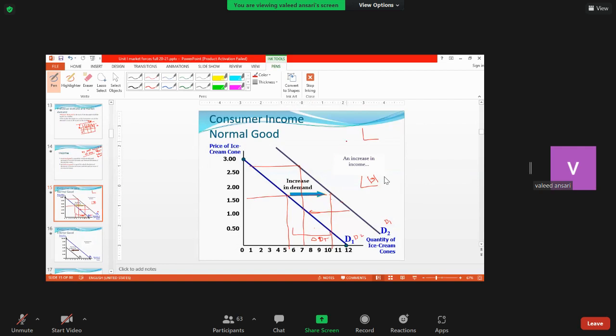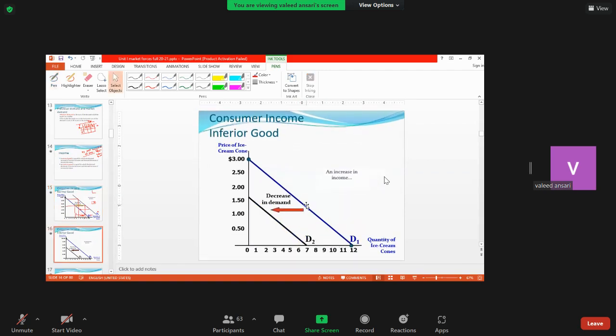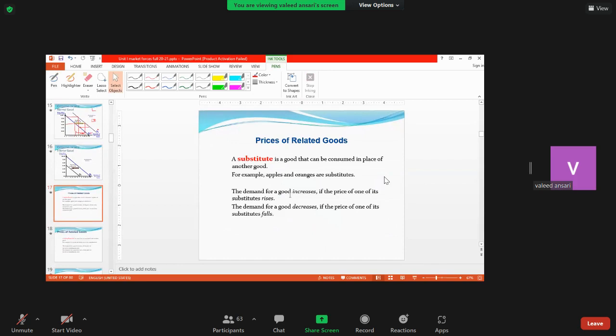I will just point out here that if price changes and quantity demanded changes, then we move along this curve. And when factors other than price change, we cause the demand curve to shift, either rightward or leftward. But that I will discuss once I have gone through these things. So this is how income and the consumer affect demand.